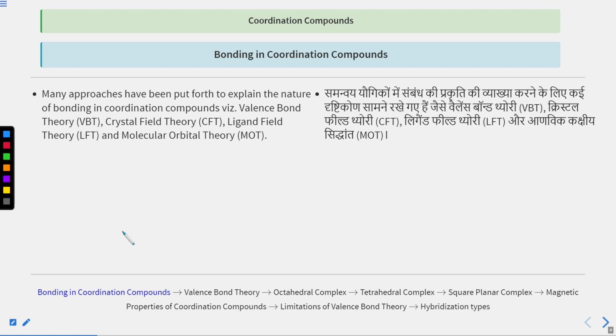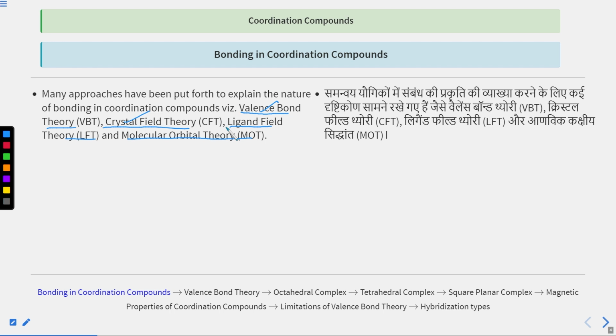First, if I talk about the theories, the first is valence bond theory. Second is CFT, crystal field theory. Then we have ligand field theory, and at last we have molecular orbital theory. Talking about class 12, if we limit ourselves to the syllabus, then we are only interested in valence bond theory and crystal field theory and some of the ligand field theory. That's it. We will not move to molecular orbital theory regarding the coordination compound.